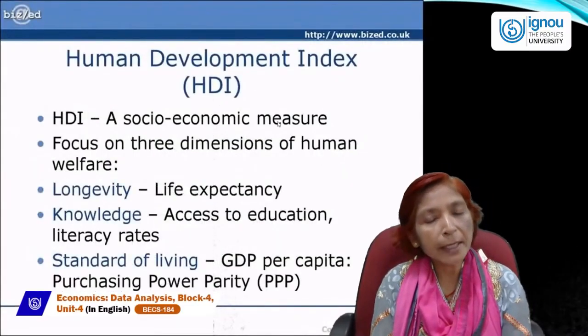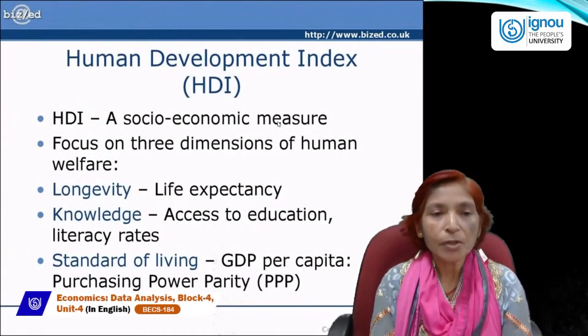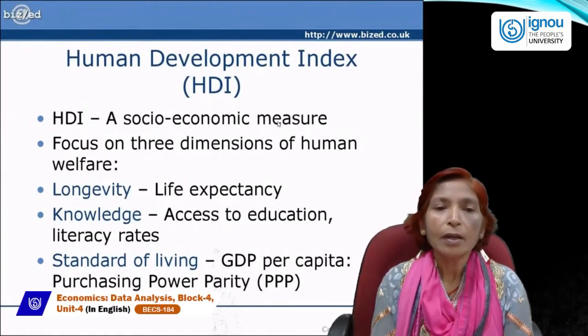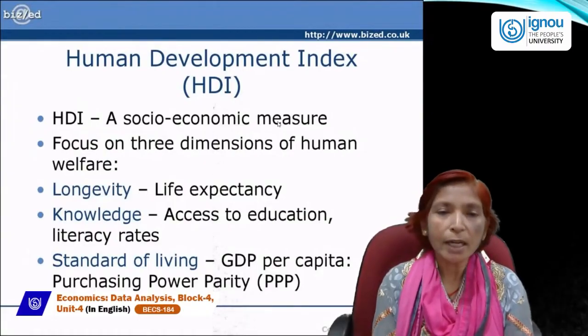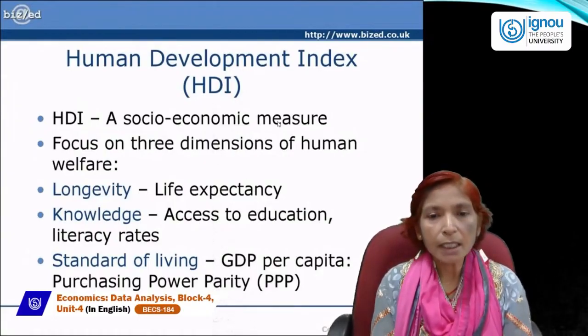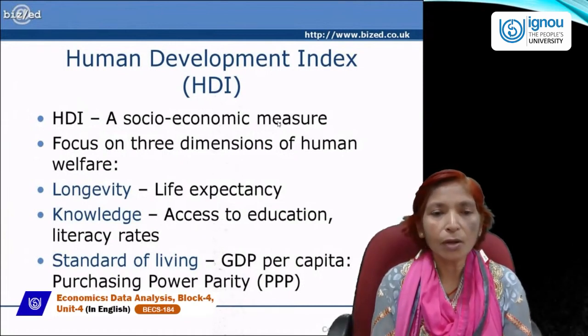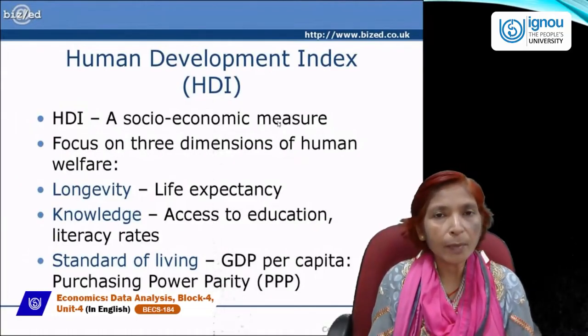Next is the human development index. This is also an example of a composite index. The human development index generally measures the development of human beings of each and every country. HDI is a socio-economic measure which focuses on three dimensions of human welfare. And what are these three dimensions?